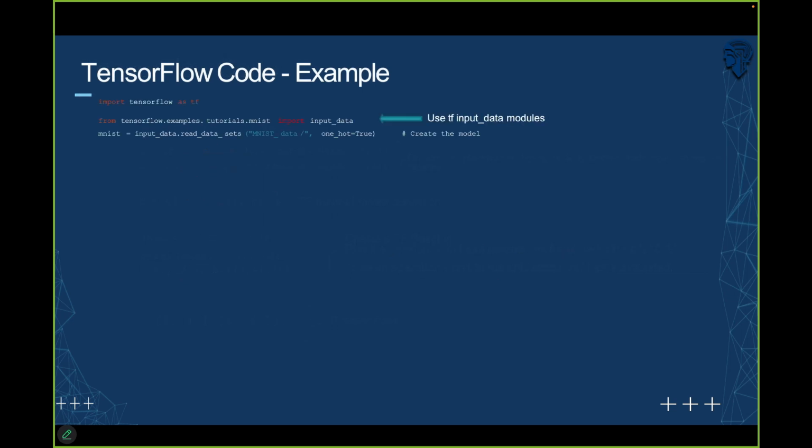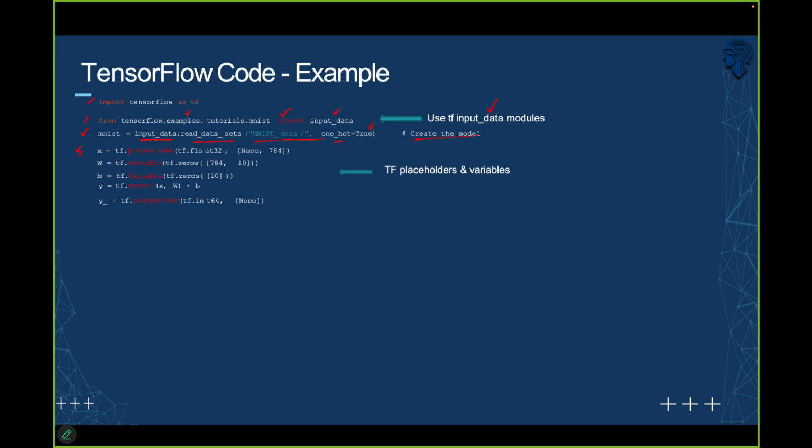This is another TensorFlow example. Use tf for input data modules, like import tensorflow as tf, from tensorflow examples tutorials, and importing this input data. Create a model. This is how we create a model. MNIST, input data, read data set, and this is MNIST data, one_hot equal to True. This is creating the model. We'll be using one hot in our example code for creating the model from scratch.